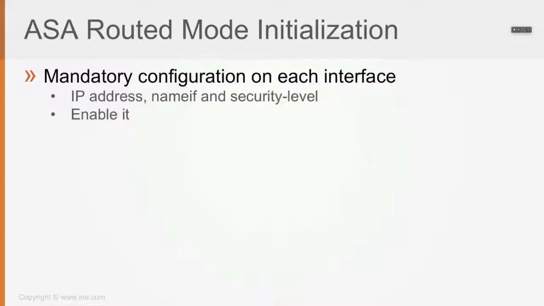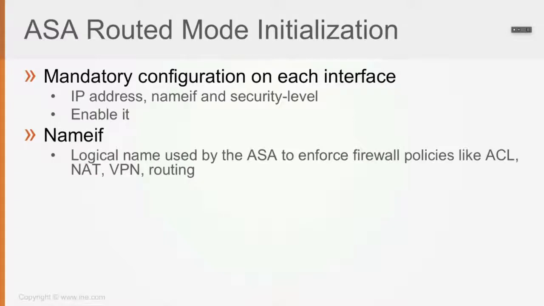As opposed to a regular IOS device, where we just put the IP address and then no shutdown, the ASA also requires a nameif and a security level to be configured. So let's see what those two new terms are. The nameif is, as it states, the name of the interface.